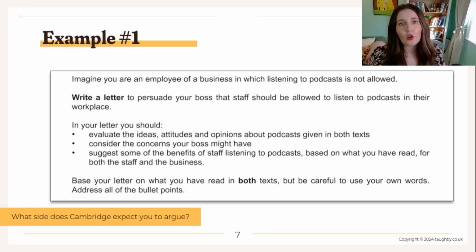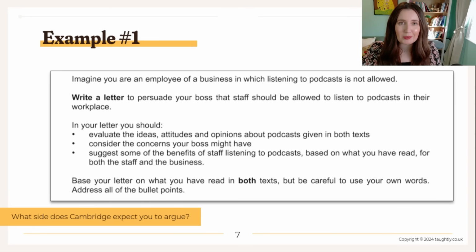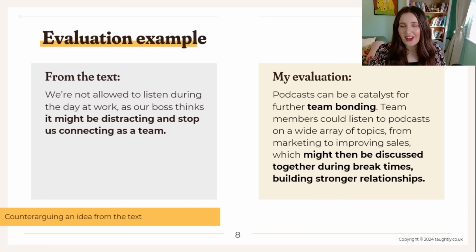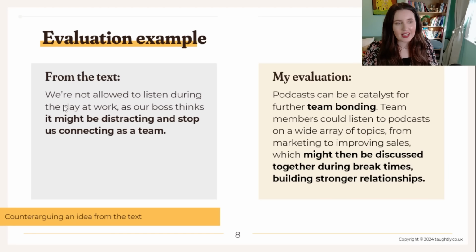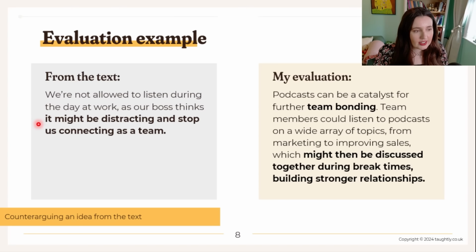And so for this one, all of the evaluation points were counter arguments, right? So you didn't get any marks for agreeing, obviously, because the question is asking you specifically to disagree. Here are some evaluation examples then. So in one of the texts, it says, we're not allowed to listen to podcasts during the day at work as our boss thinks it might be distracting and stop us from connecting as a team.